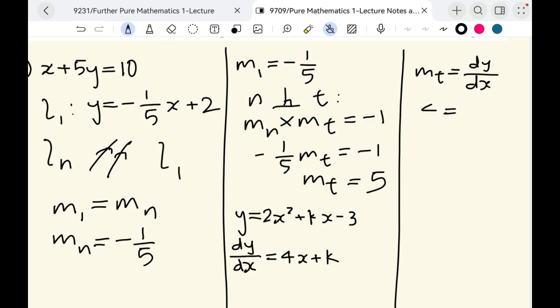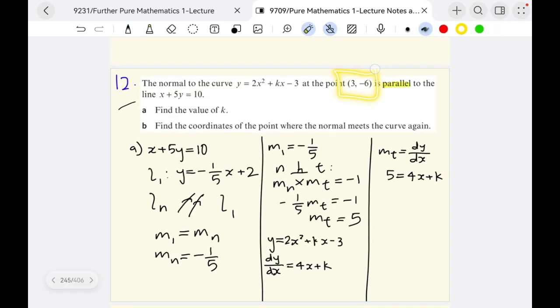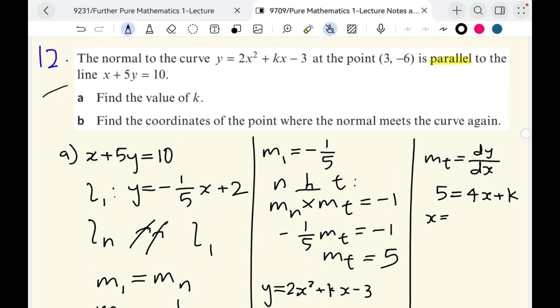So 5 is equal to 4x plus k. But the point given is (3, -6). We only obtain its x coordinate, which is x equals 3. So substitute inside and you are able to get the k value. Simplify it, and calculate 5 minus 12. The answer is -7. Get it?